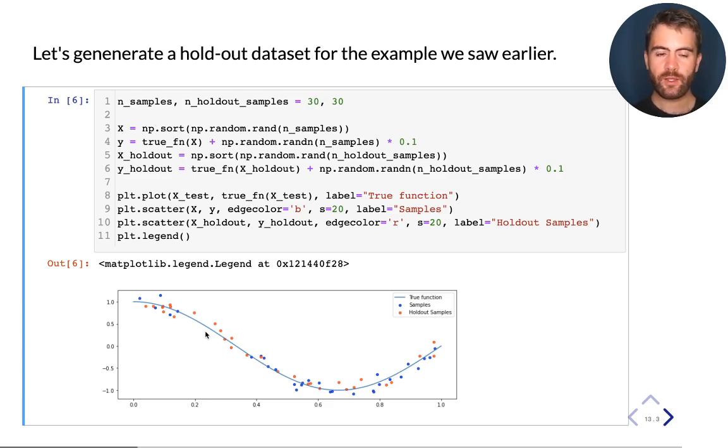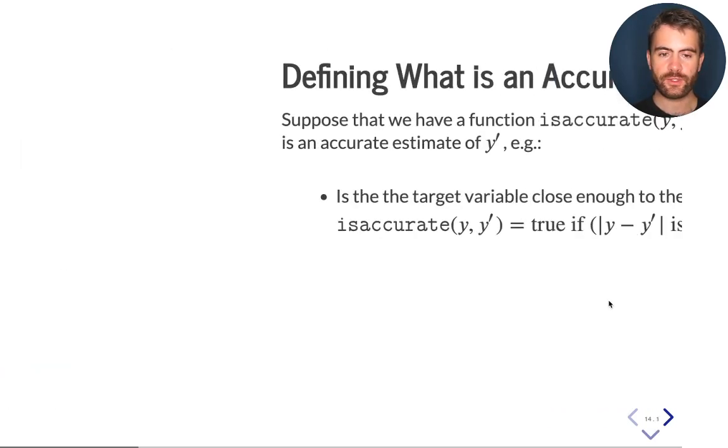And I claim that a machine learning model works well if it fits the blue points well, but that's easy. We know them when we build our data set. In order to be accurate, it also has to be able to fit the red points well, to fit the holdout samples well. And that is the true definition of an accurate machine learning system.